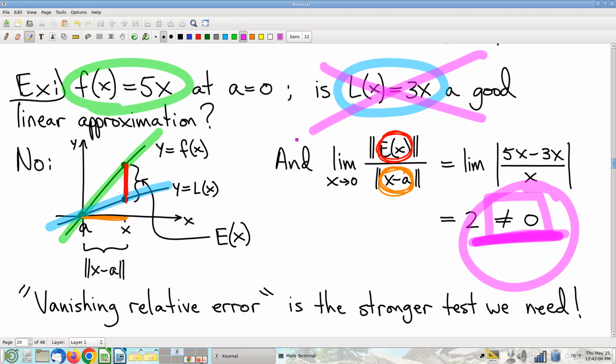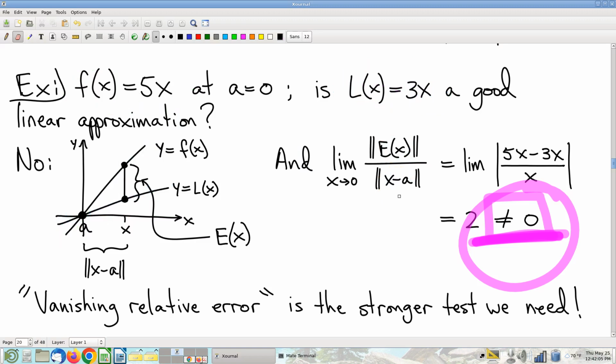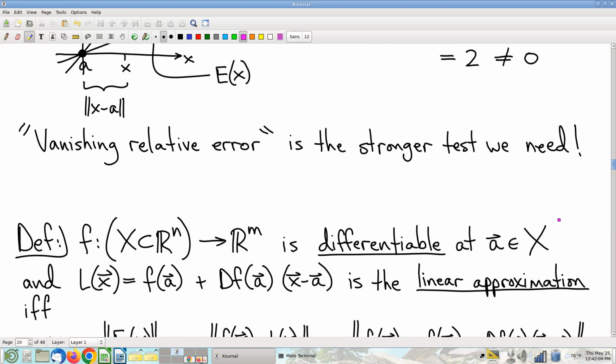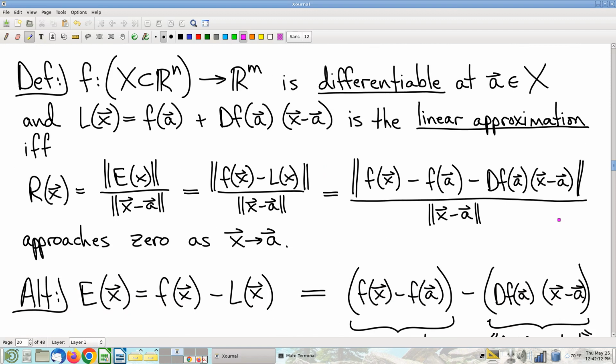That's right. Okay, so this is what I'm going to call the moral of the story. If you want to test if you want something to go to 0, what you need is for relative error to be the thing going to 0. And that leads us to the actual definition of differentiability, namely the definition of what it means for this to be a good linear approximation. And the definition is that the relative error approaches 0 as x approaches a.